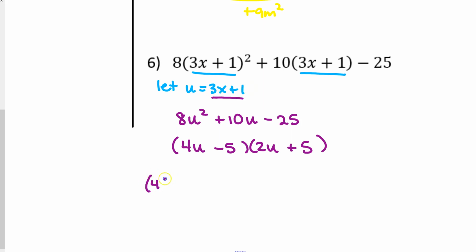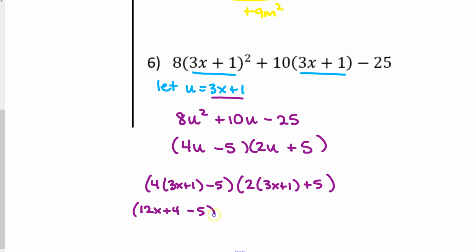So we have 4 times (3x plus 1) minus 5, times 2 times (3x plus 1) plus 5. And we're not going to leave it like that. We are going to distribute the 4 in the first one and distribute the 2 in the second one. So when you distribute the 4, you have 12x plus 4 minus 5. And when you distribute the 2, you have 6x plus 2 plus 5. So then to simplify the first factor, we have 12x minus 1. And to simplify the second factor, we have 6x plus 7.